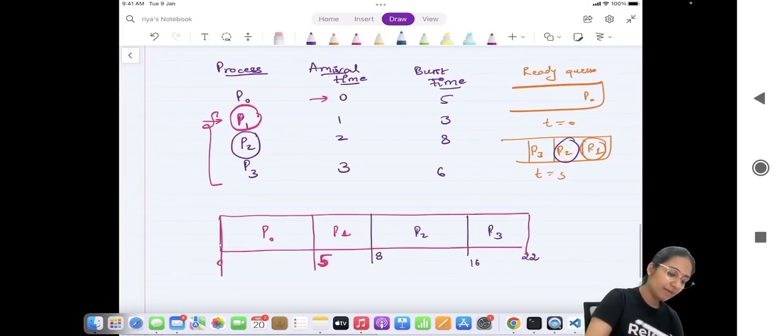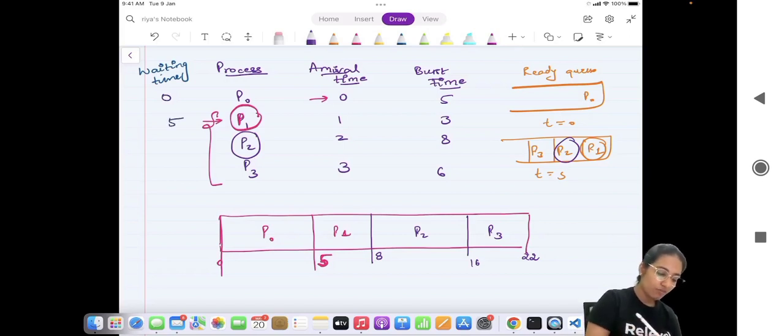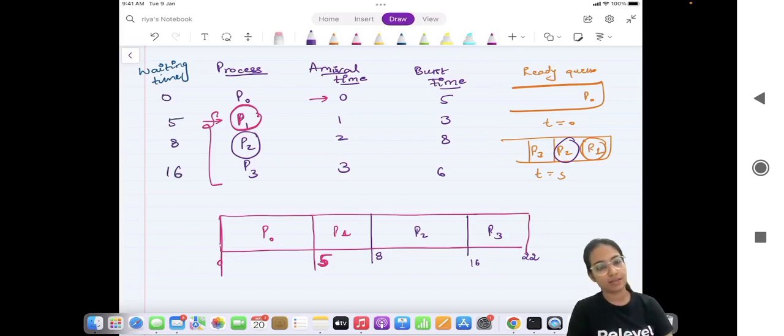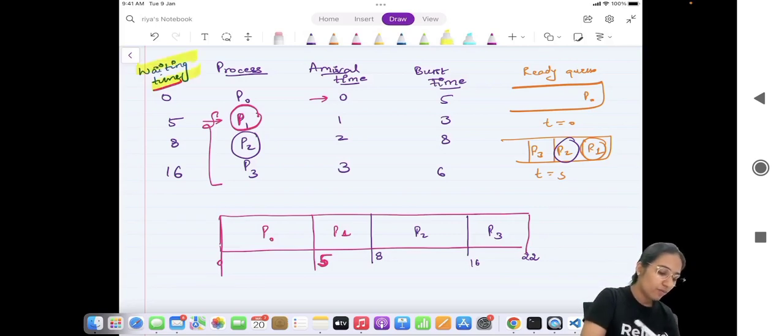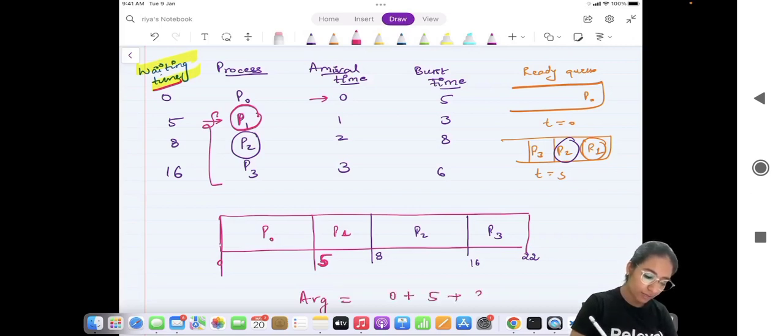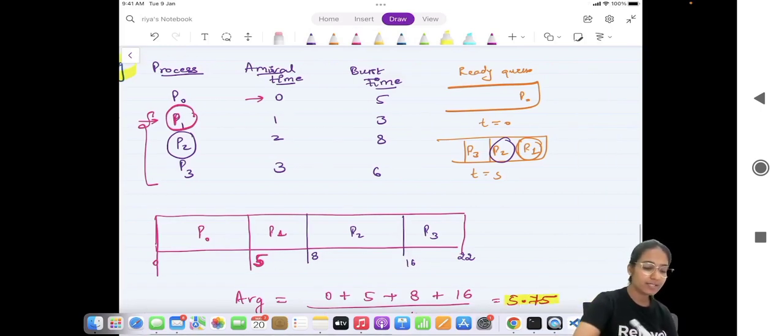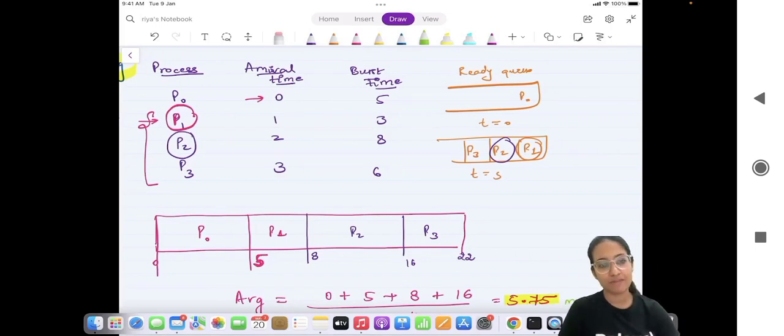Now what will be the waiting time for each and every process? For this it was 0, for this was 5, for this was 8, and this was 16. Okay, that's the waiting time for each and every process before the CPU gets allocated to it. And what would be the average waiting time along with that? It is 0 plus 5 plus 8 plus 16 by 4 over here, which will be 5.75. That means on an average, every process has to wait for 5.75 milliseconds.